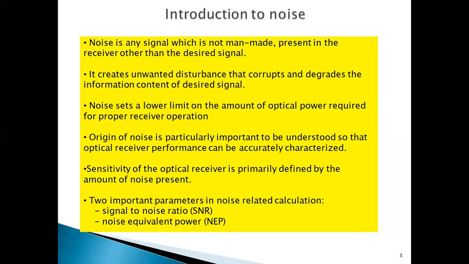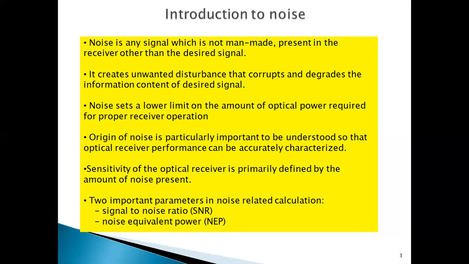So it will set a lower limit on the amount of optical power required for proper receiver operations. Because when we have noise, it will degrade the signal, and subsequently the amount of optical power that will be required for the signal recovery will be smaller. So basically, it will corrupt and reduce the amount of optical power that can be received, that is required, I can say, for proper receiver operations, right?